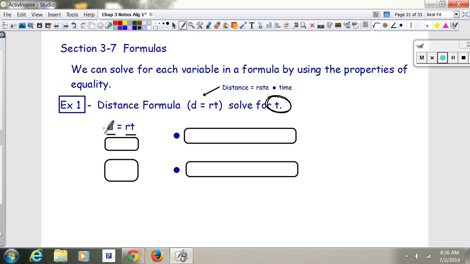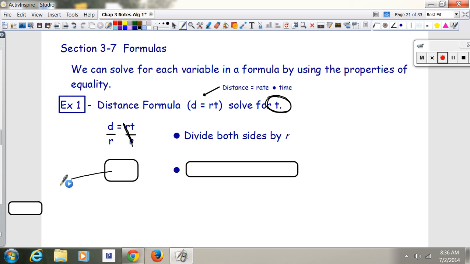Add the r, subtract the r, divide the r, multiply the r? You've got to divide. They're multiplying, right? They're doing r times t. So you've got to do the opposite of that. You're going to divide r on both sides. What that does is cancel this out to a 1, and it just makes a 1t, which is what you want. You just want t. So you divided r on both sides.